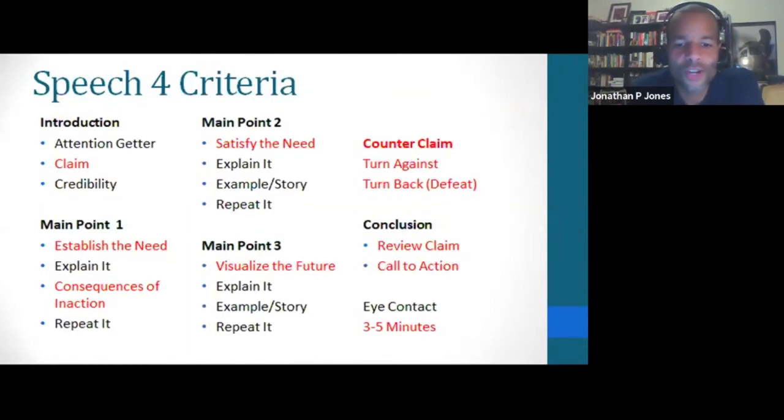So we've got our structure here listed again, so we just are reminded about what it is that we're looking towards. So there are, in fact, 19 things that you need to do in the outline, 19 different pieces to the speech. And then the 2 other things that we're looking for is eye contact, and then it has to be 3 to 5 minutes.